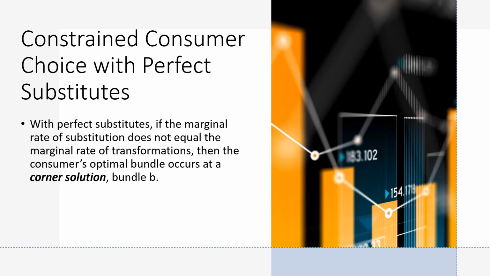Constrained consumer choice with perfect substitutes. With perfect substitutes, if the marginal rate of substitution does not equal the marginal rate of transformation, then the consumer's optimal bundle occurs at a corner solution.